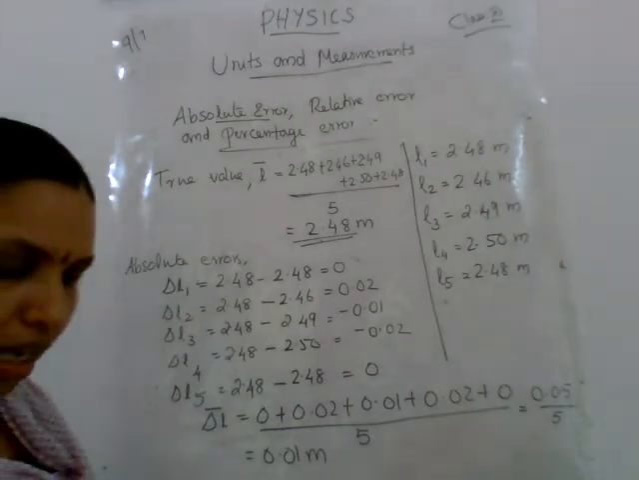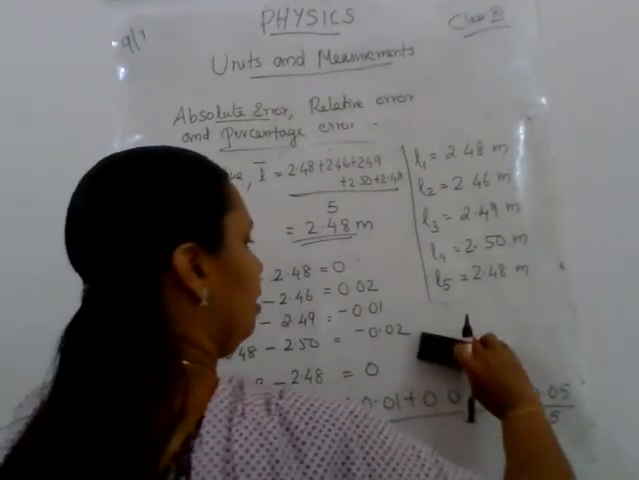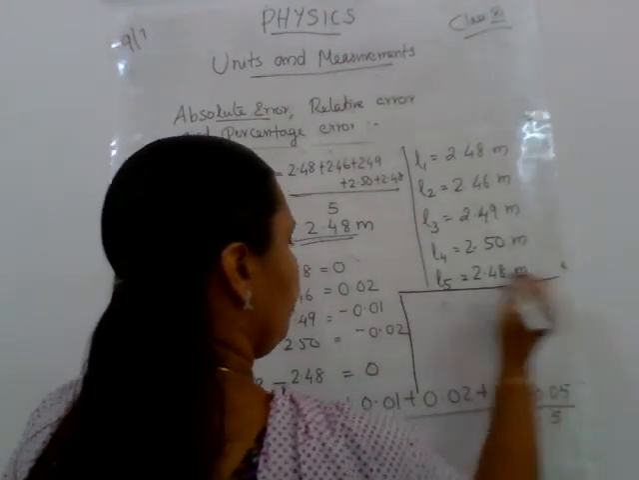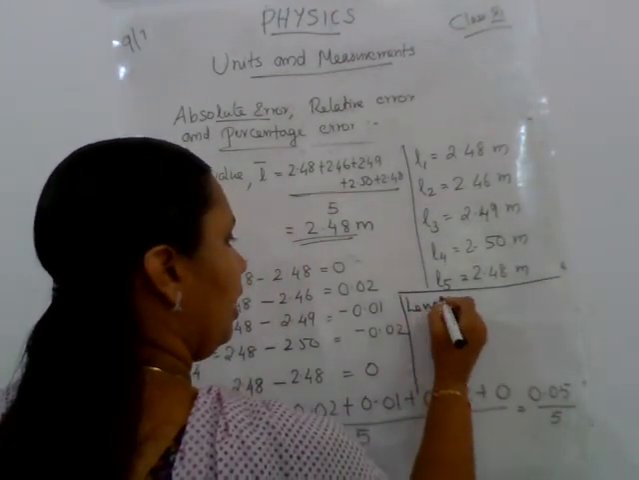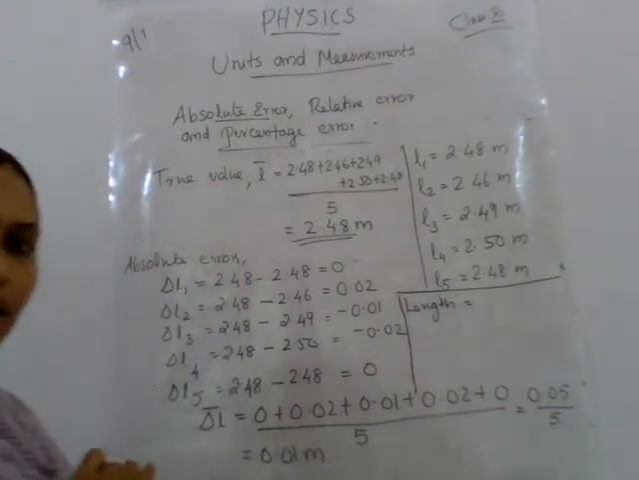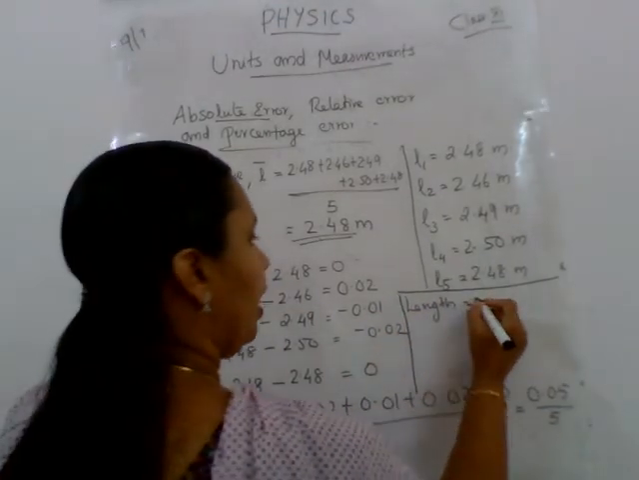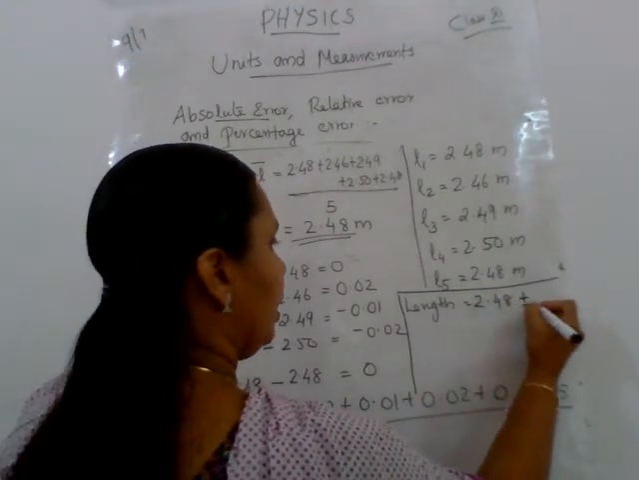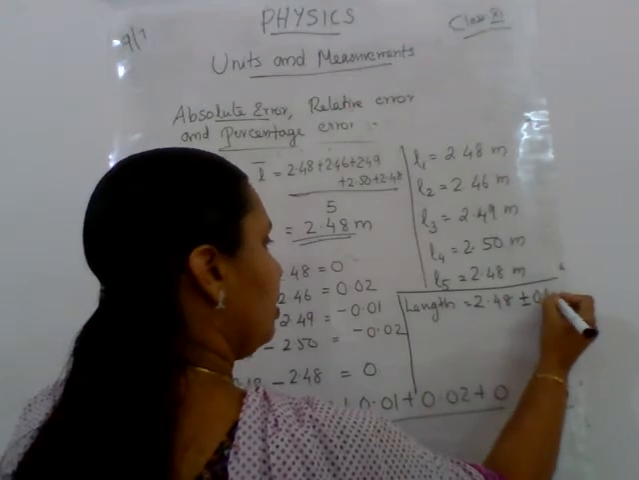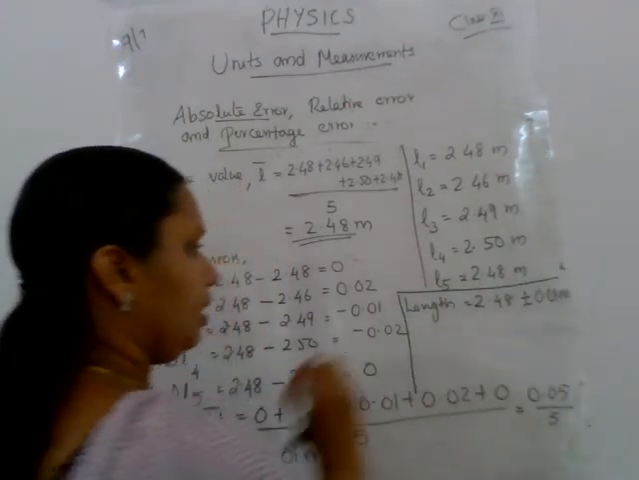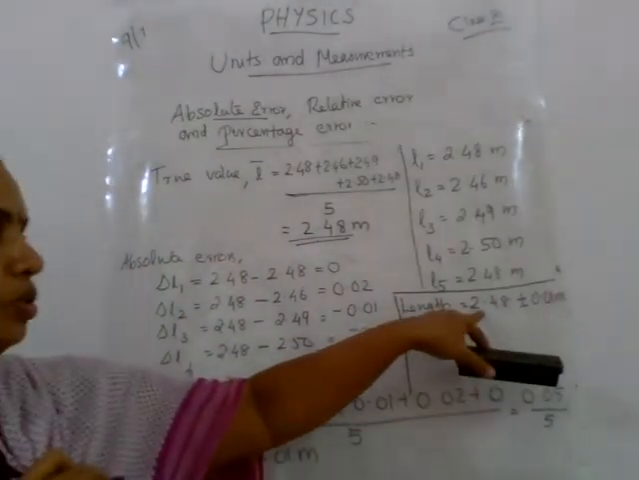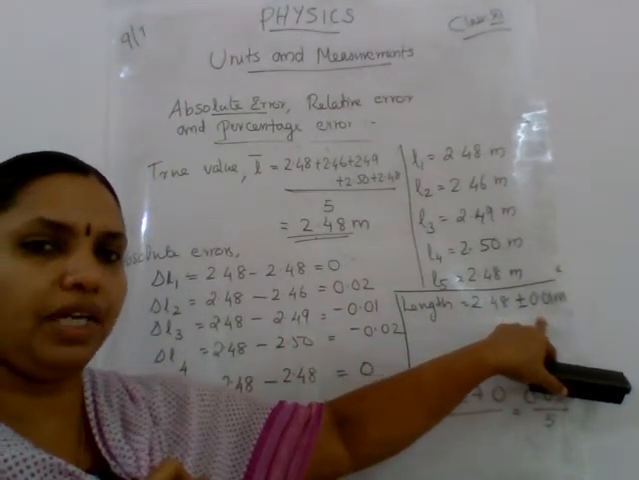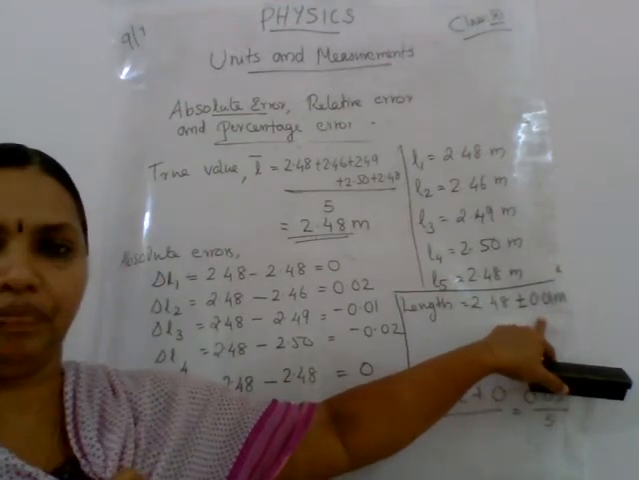Okay. Then how will you write the correct length? What is the method of expressing the result? So we can write length is equal to how much? True value, 2.48 plus or minus 0.01 meter. Okay, length is equal to true value plus or minus mean absolute error, 0.01 meter.